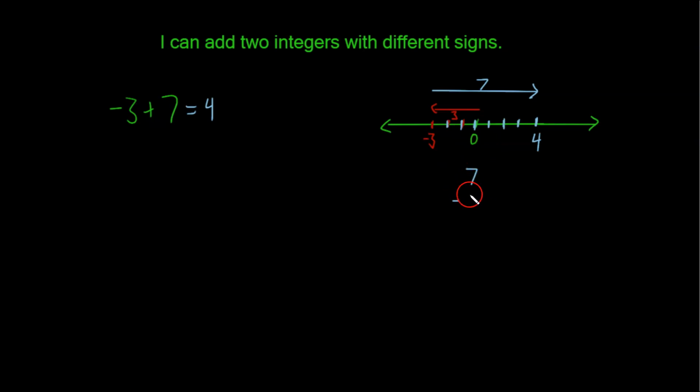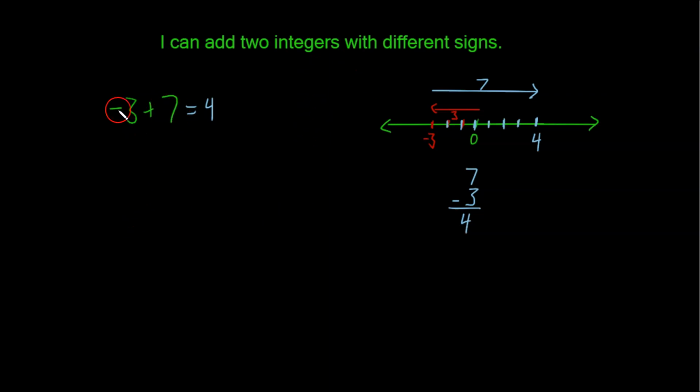We can go 7 minus 3 equals 4. So that is how we got our answer of 4, right? You can take the distance of this arrow minus the distance of this smaller arrow, and that'll give you your answer. So in this instance, our answer is positive because the positive number that we're adding had a greater absolute value.